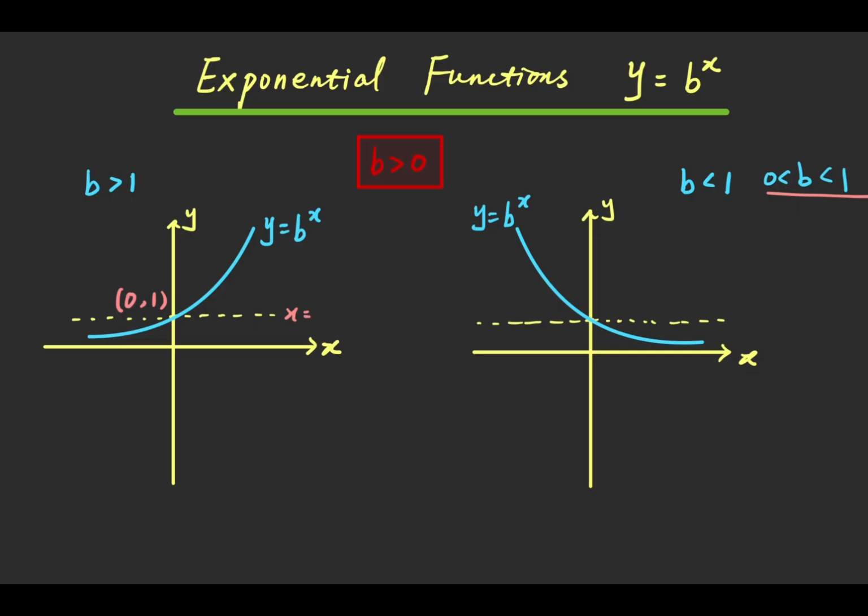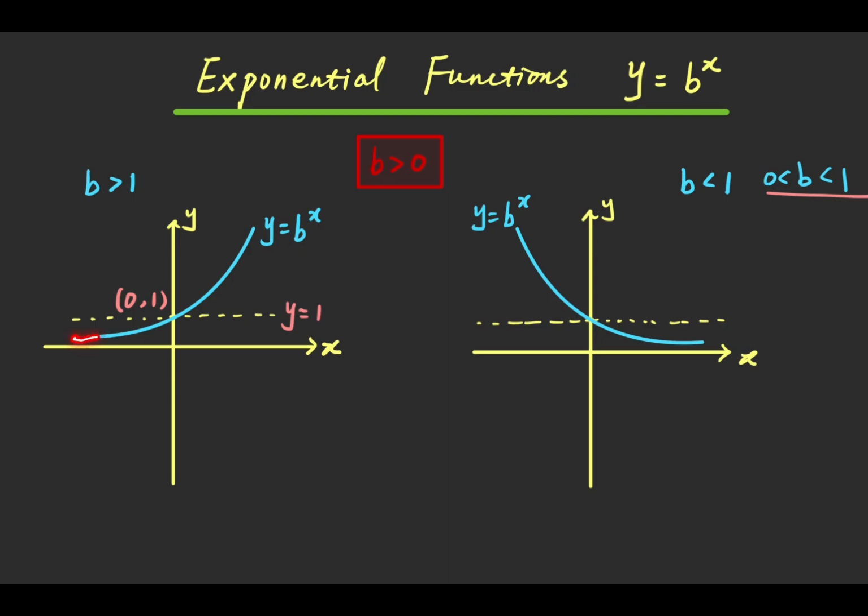This is x equals 0, y equals 1. This is a straight line. So for the exponential function, in the first situation, the graph is like this. Here, this point, the function must pass this point. Reversely, we can say this point must be on the graph of this function. But you must be careful.